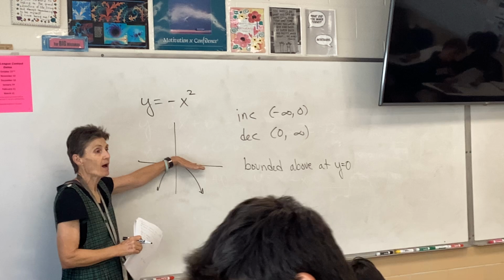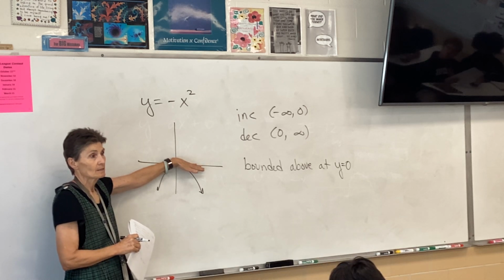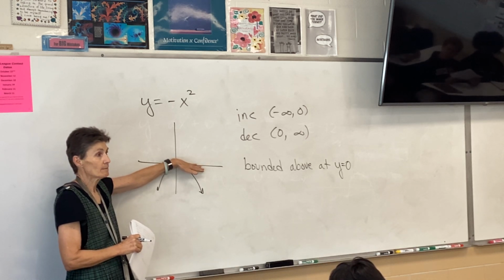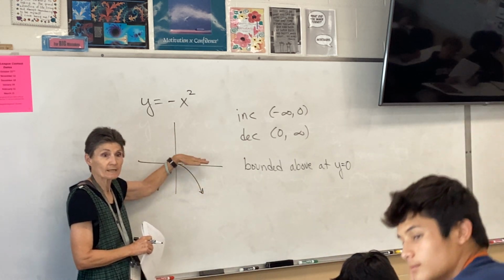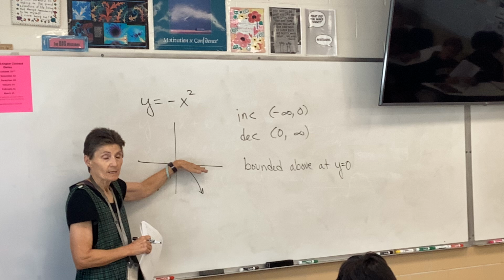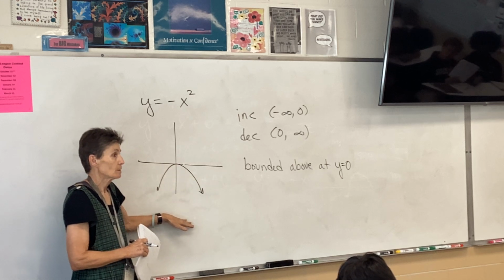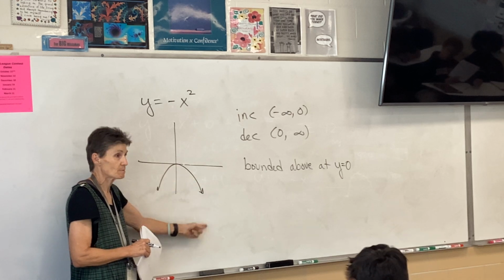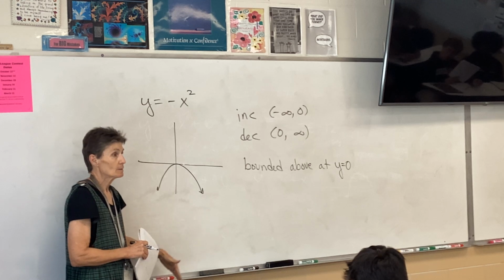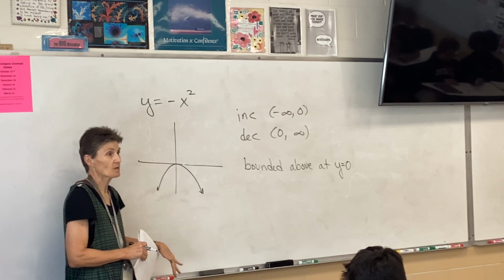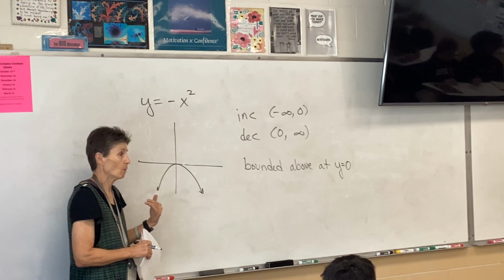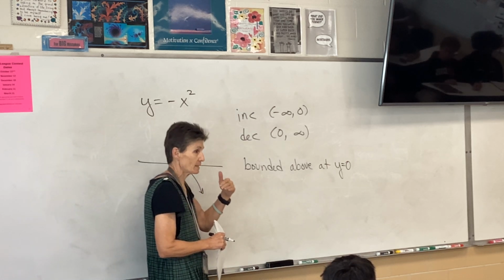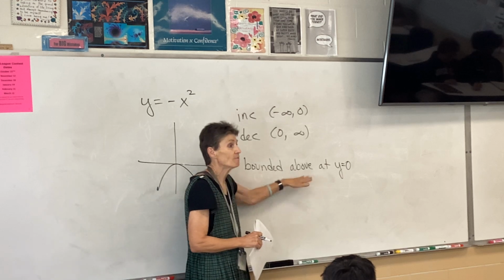This is as high as it goes, right? Boundedness is up and down, so we're looking at the y's. Is it bounded below? No, because what do these arrows mean? Forever. So there's no floor, this just keeps going. So therefore, can we say it is bounded? No. Remember, to be bounded, you have to be above and below.